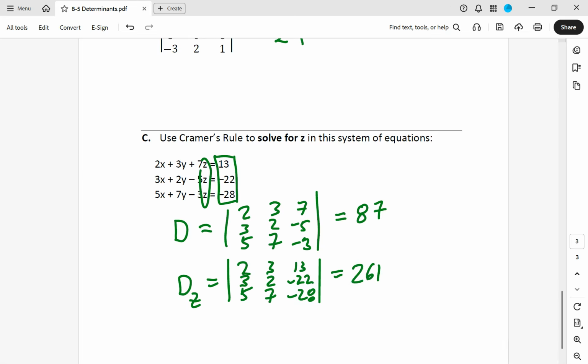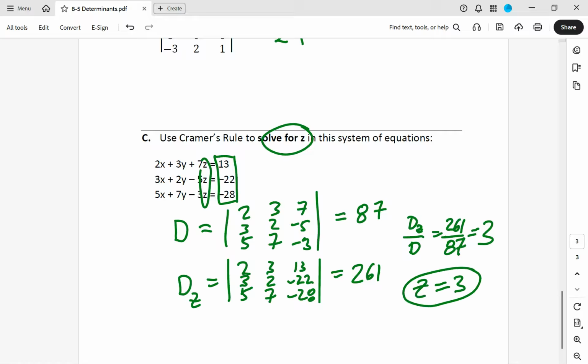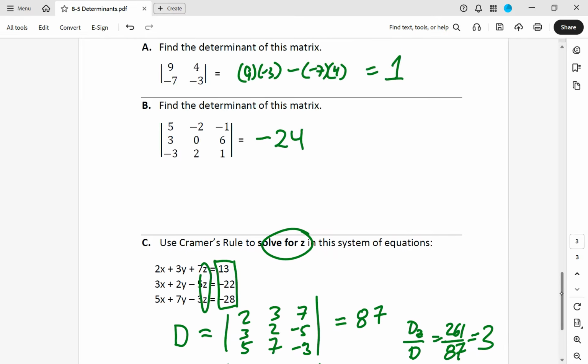So we will do dz over d, 261 over 87, which is 3. So the answer to solve for z, if it's just being said for z, we would say z equals 3, and we are happy. We know how to solve a system of equations for any of the variables. Okay? I hope that helps to see these and understand how to do them.